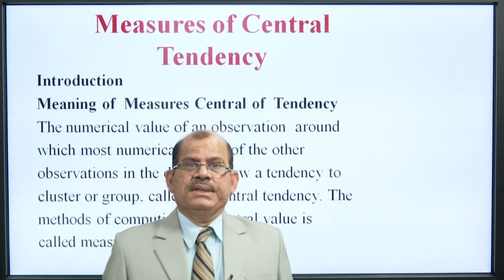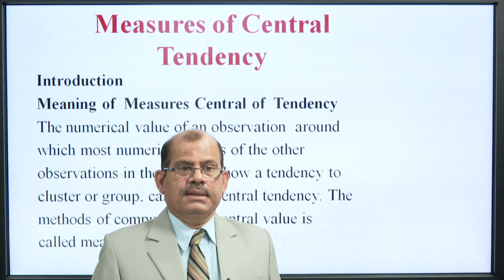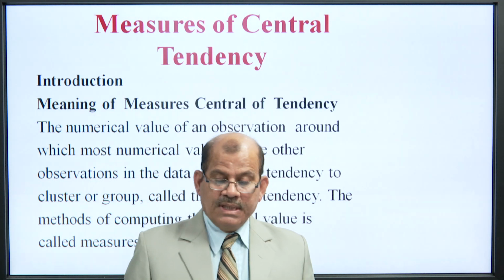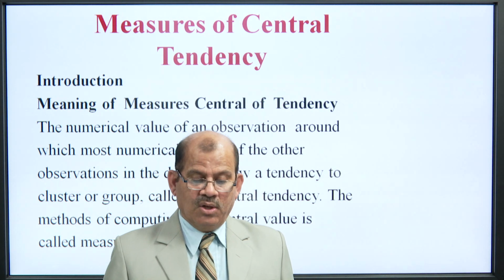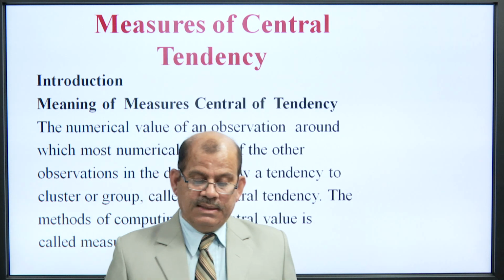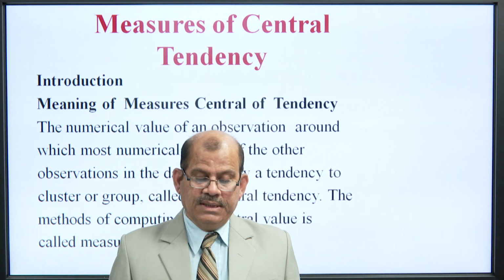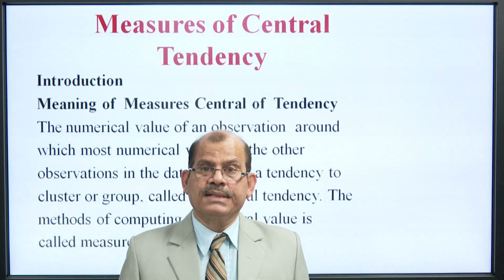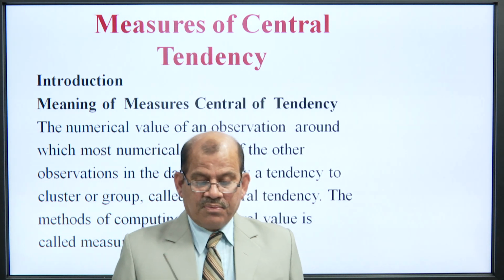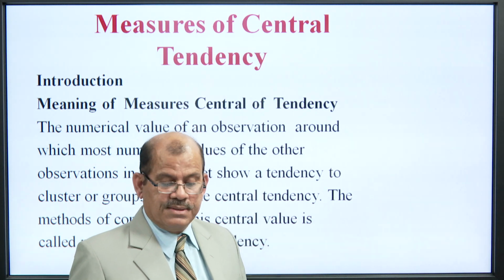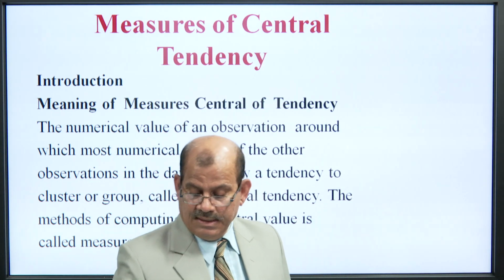And what do you mean by measure of central tendency? Introduction, meaning of measure of central tendency. The numerical value of an observation around which most numerical values of the other observations in the data set show a tendency to cluster or group is called a central tendency. The method of computing this central value is called measure of central tendency.